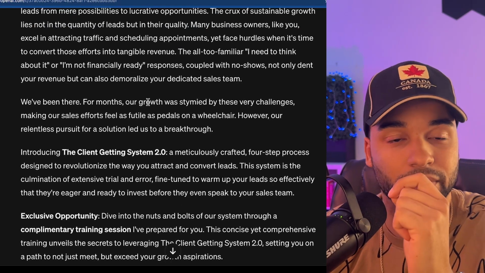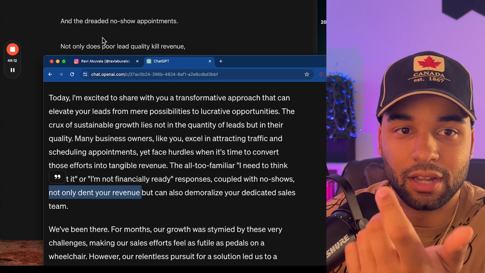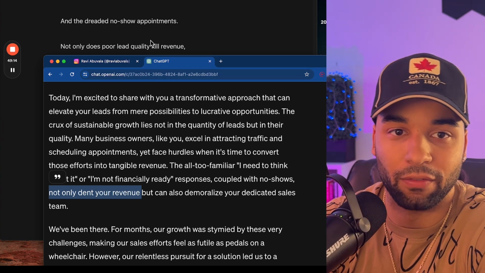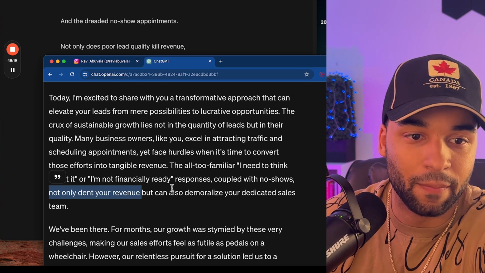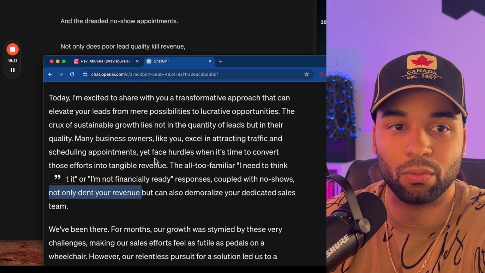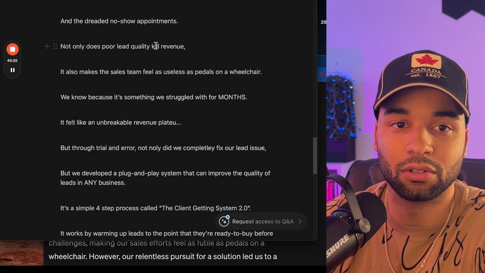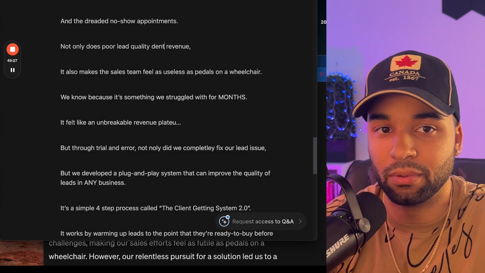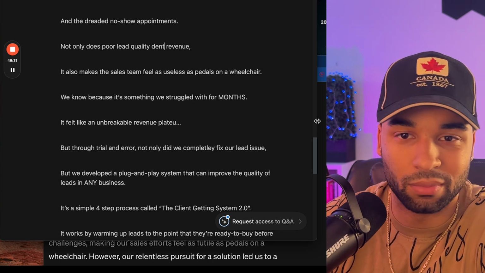So as you can see here at the top, what I put is "not only does poor lead quality kill revenue," whereas I actually like the ChatGPT version where it says "not only dent your revenue, but also." I like the word dent more than kill in this scenario, so I'm going to use it. Now, that is a very small example. Sometimes I get a lot of really good ideas from ChatGPT, sometimes not so much.